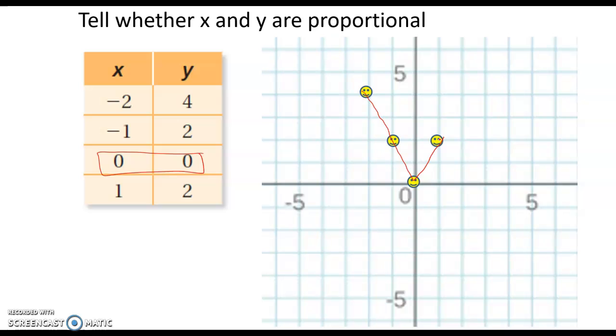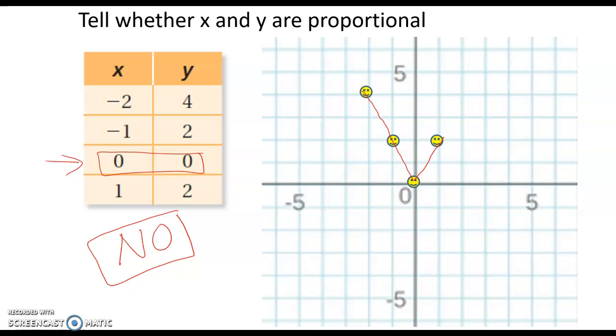That's like an absolute value problem. So that one would be no. That's a trick one because a lot of people see 0, 0 and they think yes. They start graphing it. It looks like it's straight. But if you graph all the points, that one is not a straight line. So that one is a no.